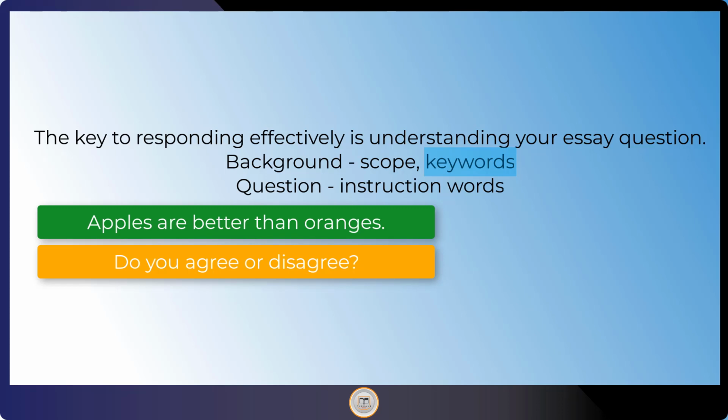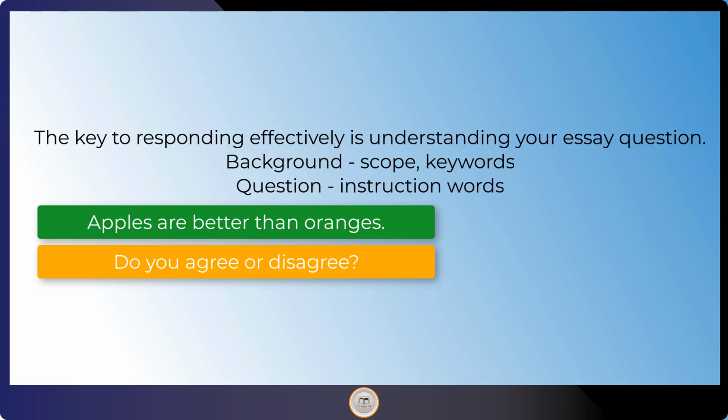All IELTS essay questions also include a question portion, which includes instruction words. Now, instruction words can be words like discuss, argue, support, refute, analyze, anything that sort of gives you, as the test taker, an instruction that sort of commands how you're going to respond to your essay question.